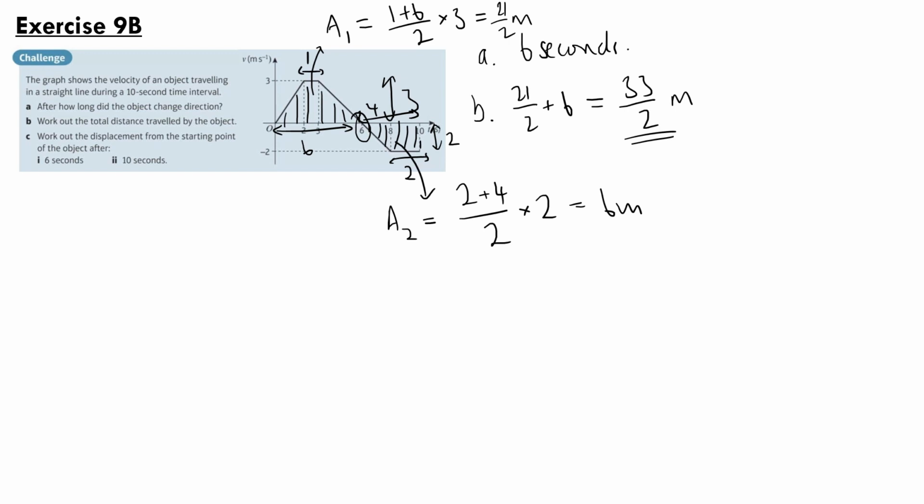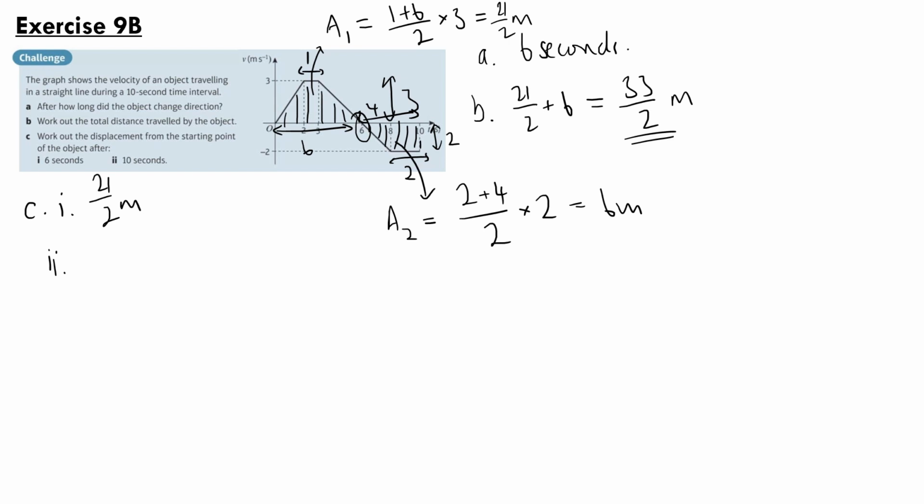And for part C, work out the displacement from the starting point of the object after 6 seconds and then 10 seconds. So for 0 to 6 seconds, we know that it travels 21/2 meters in the positive direction. So for part 1, this will just be 21/2 meters. And for part 2, we know that the particle has travelled backwards 6 meters.